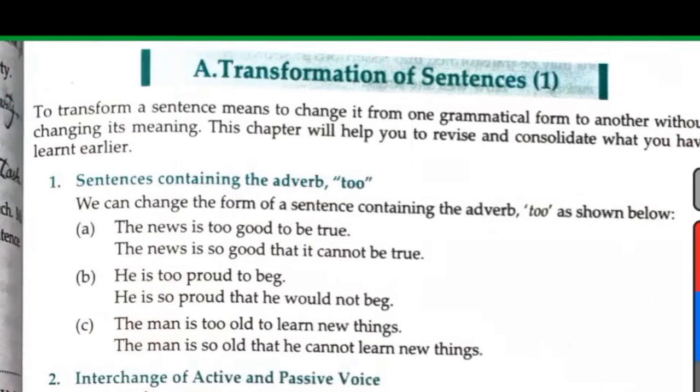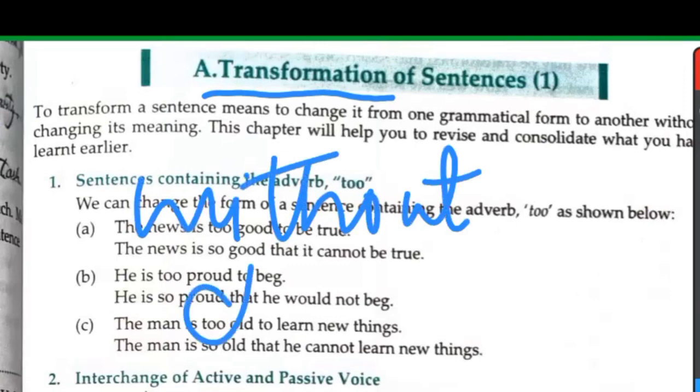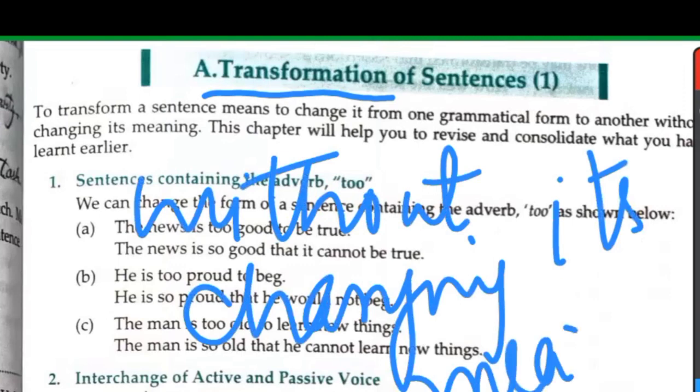So, what do you understand by the term transformation? Anybody who can tell me what transformation is? Just show your hand, or otherwise simply give your reply. Sir, to change one sentence to another without changing its meaning. So the main point that comes out of the whole thing is that without changing its meaning, we are transforming one sentence into another sentence.